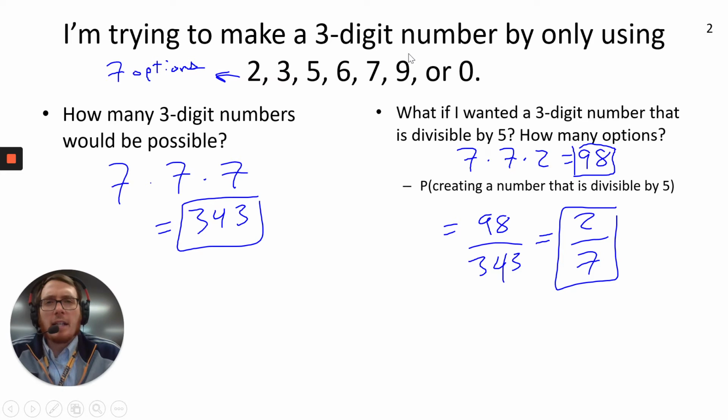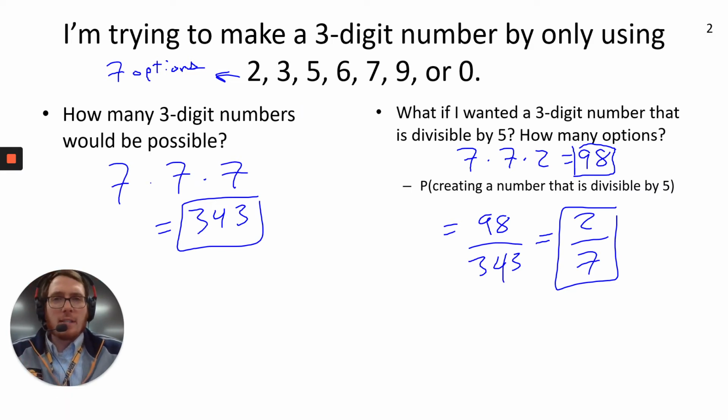The next one, 3-digit numbers. Typically there are 10 digits. Don't forget 0 is a digit, so 0, and then 1 through 9 would be 10 options. You're going to have some questions that sometimes limit that, so you'll notice that I'm only picking from these 7 options. For whatever reason, the other numbers aren't being used. How many 3-digit numbers are possible?